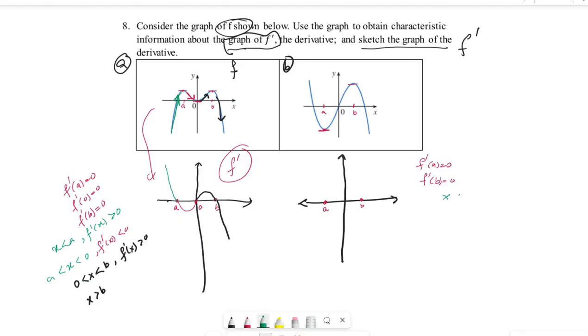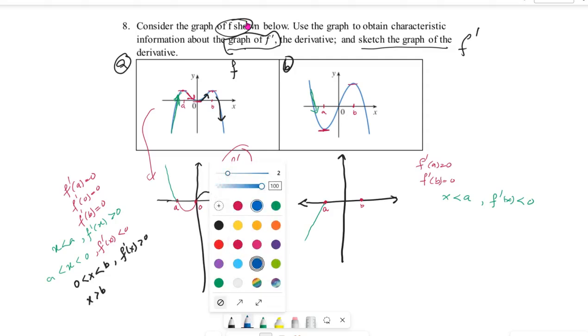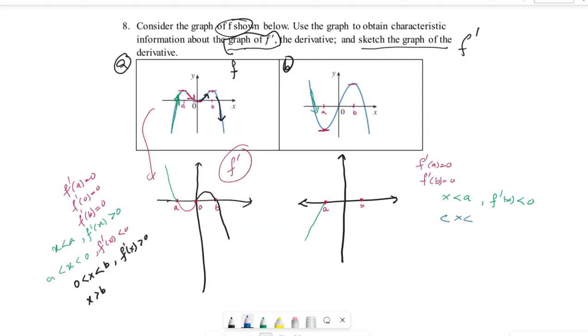Let's talk about when x is less than a. Before a, the function is going down. That means f prime of x is negative. It has to be some negative number, but it is approaching 0. Okay. Let's talk about between a to b. The function is going up. That means f prime of x is positive. So that means it's above the x-axis, but it's going up and then it has to come down to 0.